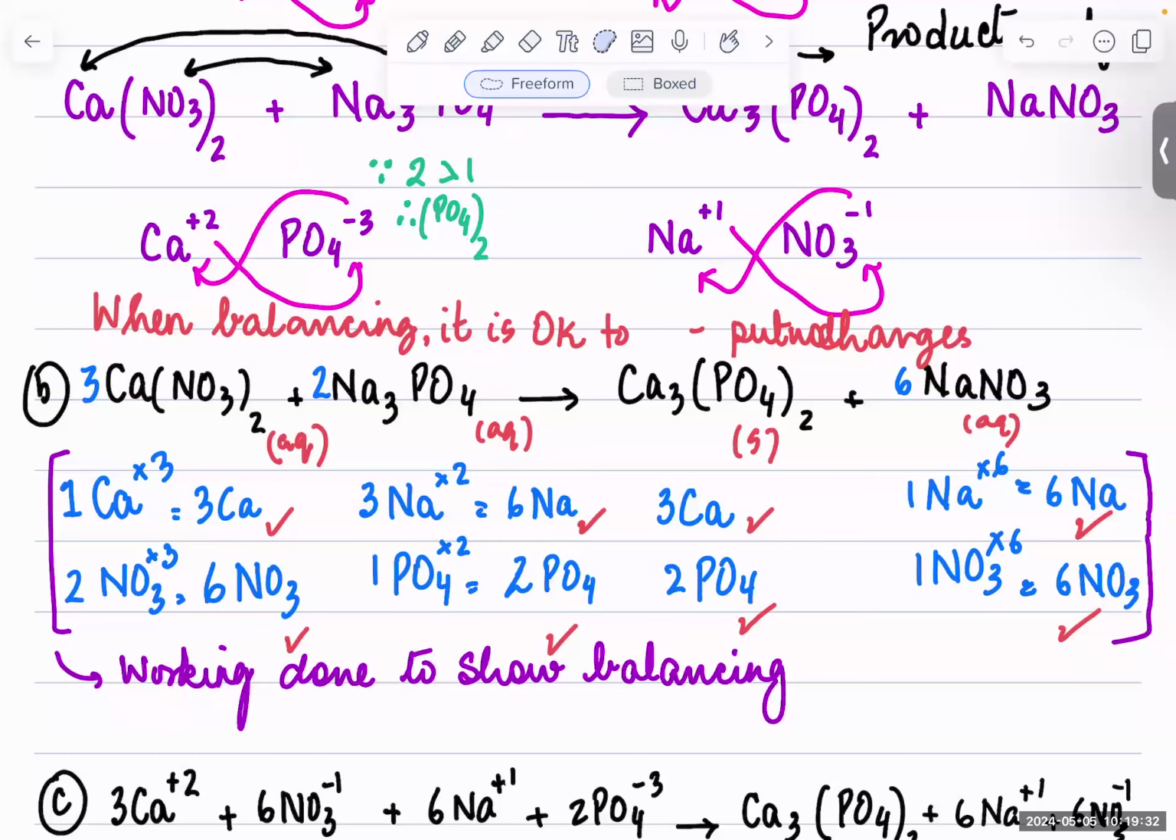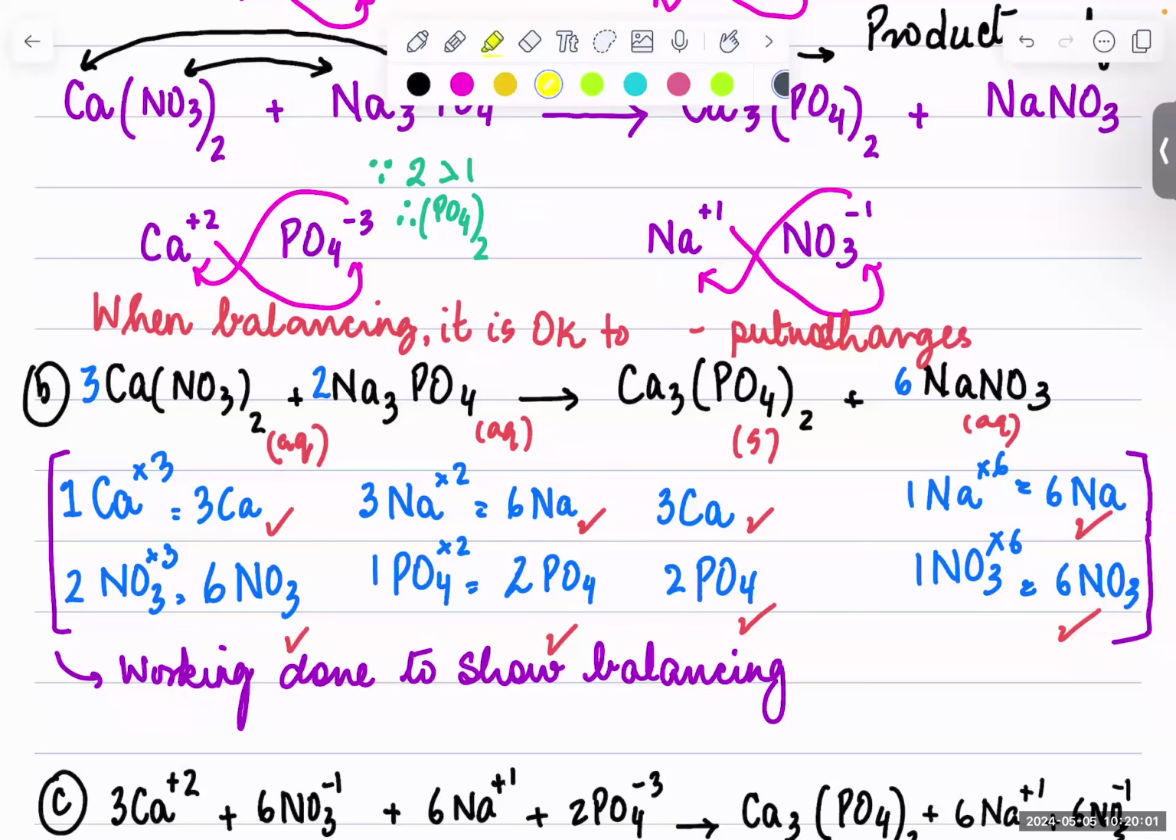Now we have, on the other hand, 1 sodium and 1 phosphate, okay? On the other hand, we have 3 calciums and we have 2 phosphate. We have 1 sodium and 1 nitrate. So sodium is obviously not balanced, phosphate is not balanced, and even calcium is not balanced, and nitrate is not balanced. So you can pretty much start from anywhere. But let's start from something obvious. There are 3 calciums. So if you put 3 in front here, then it's a good thing.